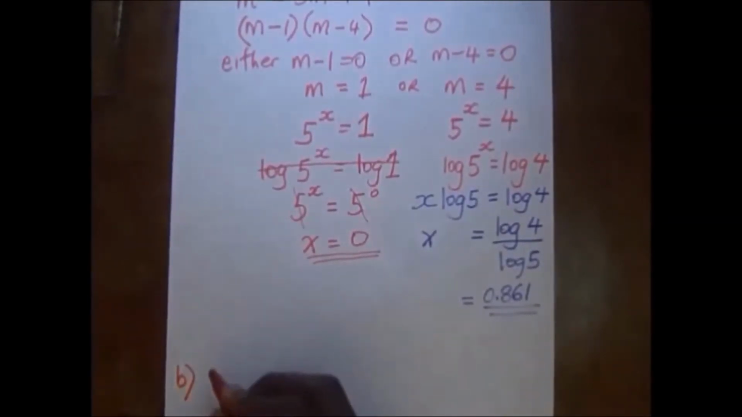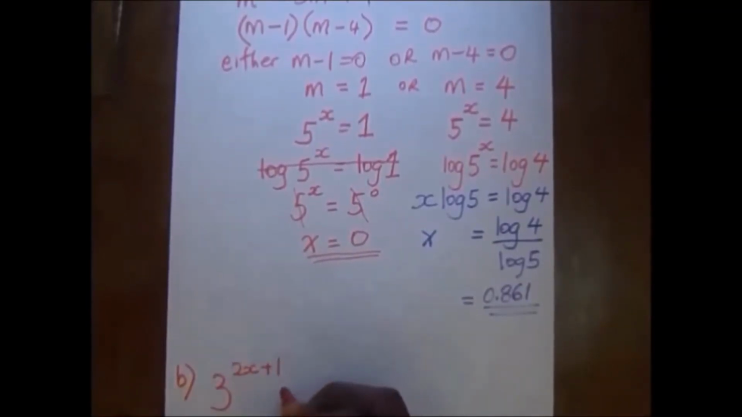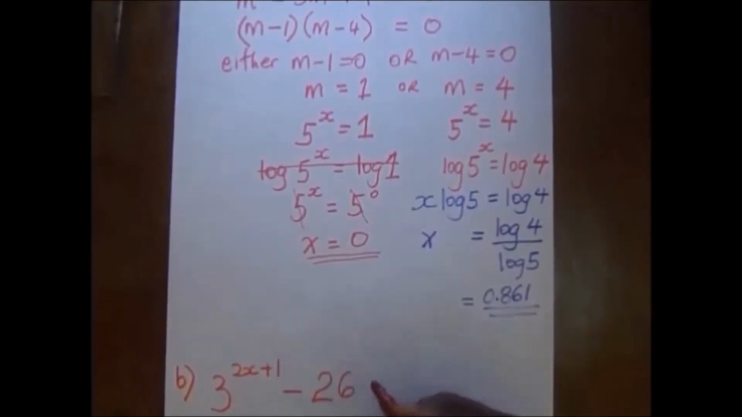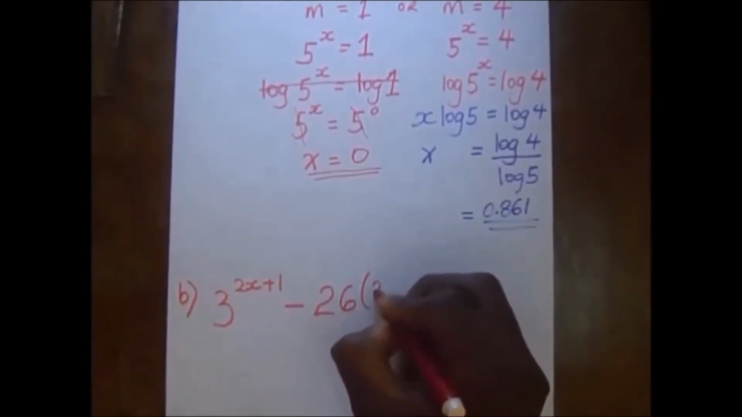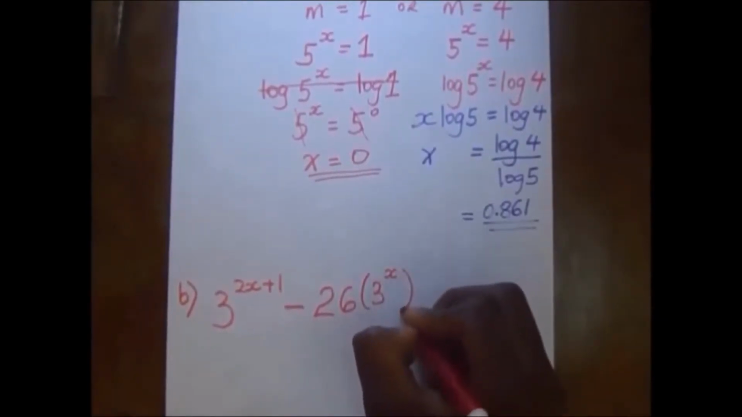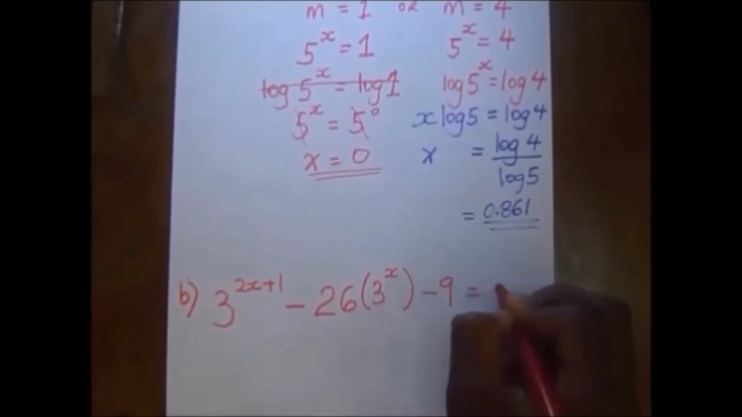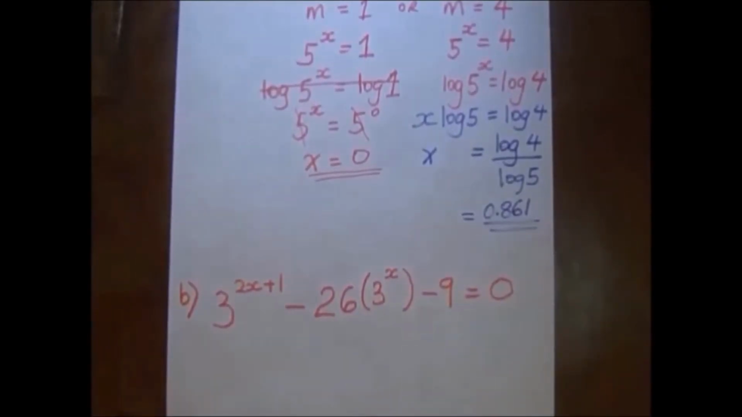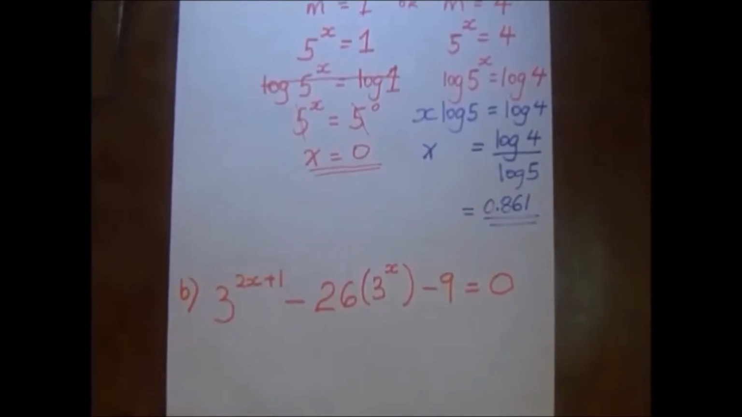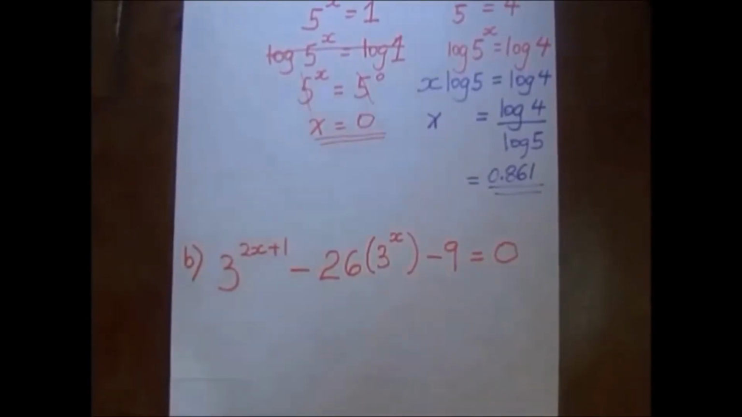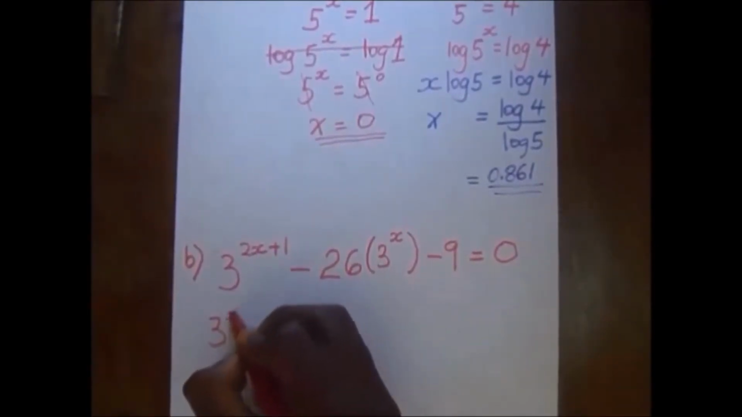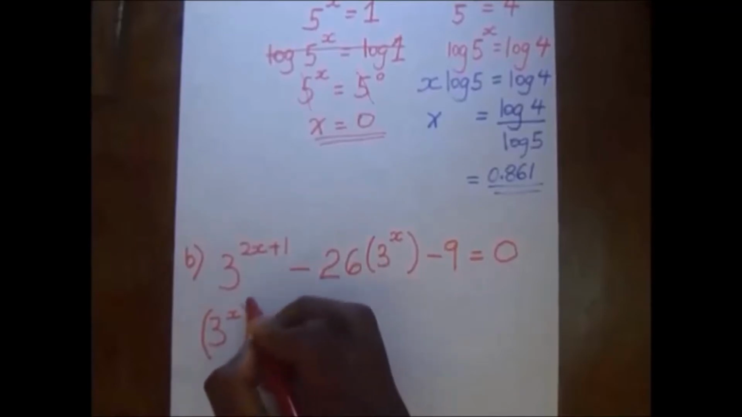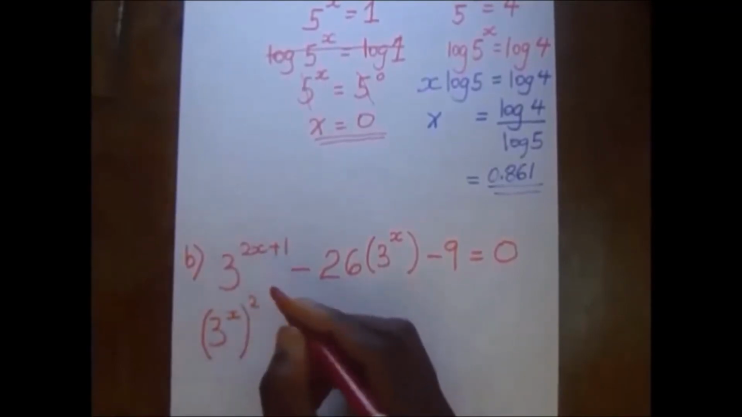Part B of the question is 3 to the power 2x plus 1 minus 26 times 3 to the power x minus 9 is equal to 0. And even there, we are supposed to find the value of x. So we start breaking down the number. So it's going to become 3 to the power x to the power 2, because 2 times x is 2x.